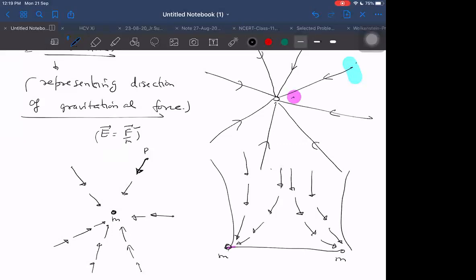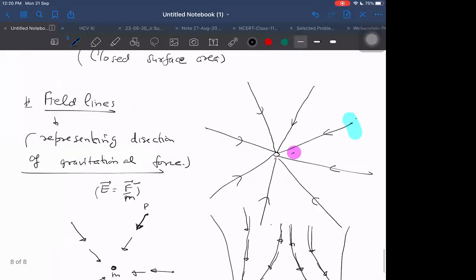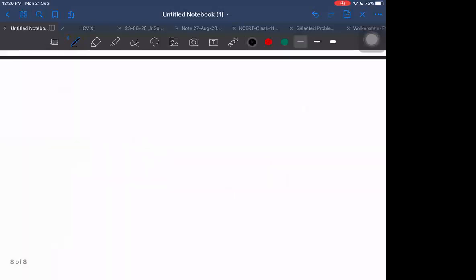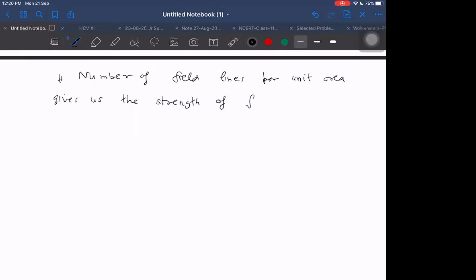So we are getting overall field lines. These are nothing but field lines. First we examine the forces acting in different places, then we join those, and we get the field lines effectively. Anyway, the point is that the number of field lines per unit area gives us the strength of the field at that point.